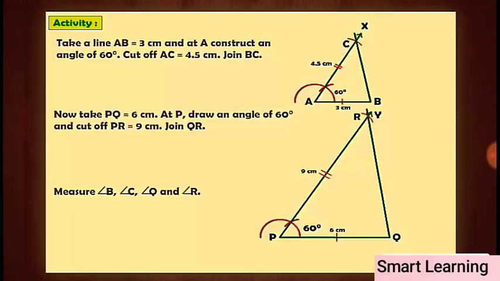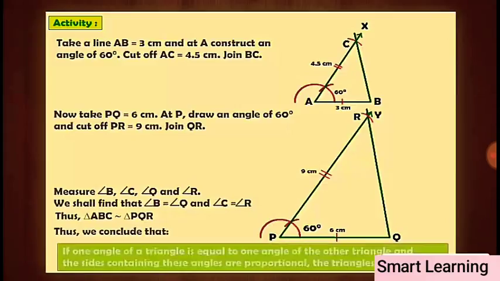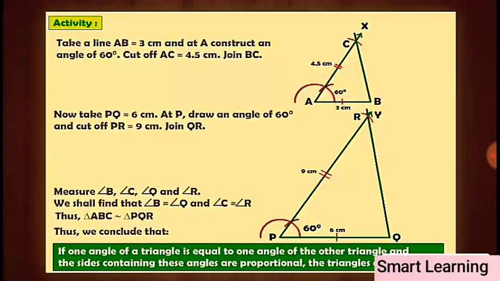Measure angle B, angle C, angle Q and angle R. We shall find that angle B is equal to angle Q and angle C is equal to angle R. Thus, triangle ABC is similar to triangle PQR. Thus we conclude that if one angle of a triangle is equal to one angle of the other triangle and the sides containing these angles are proportional, the triangles are similar.